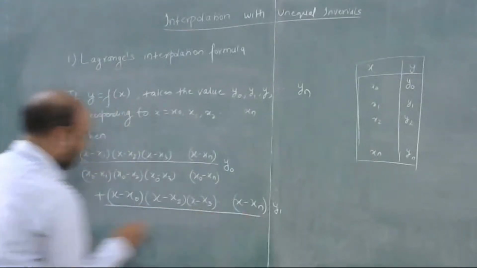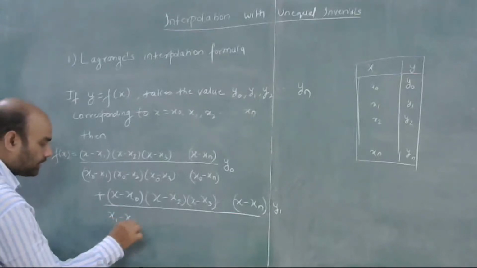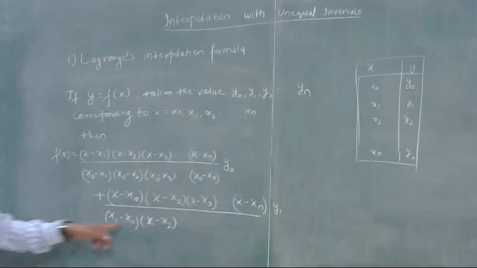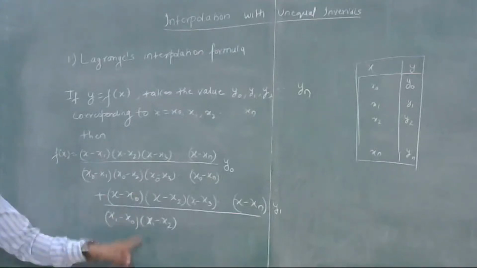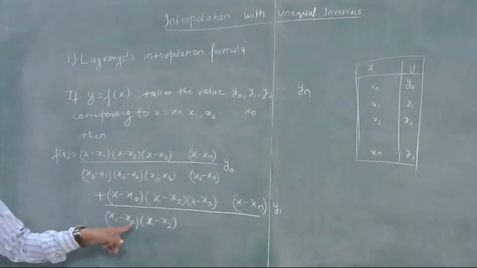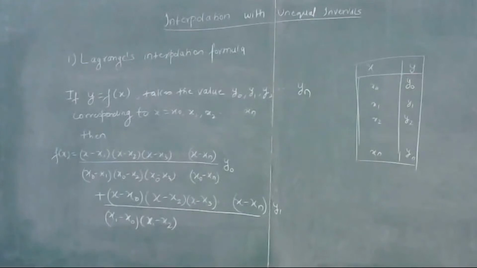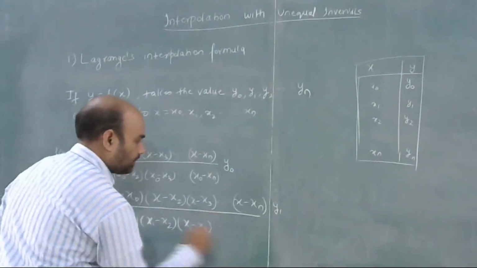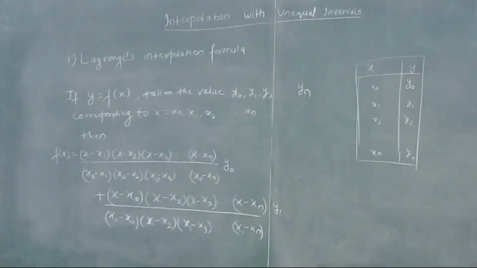All divided by (x1 minus x0) and then (x1 minus x2). We can't write x1 minus x1, as it will become 0, so we skip it. The third term will be (x1 minus x3), and so on up to (x1 minus xn), multiplied by y1.